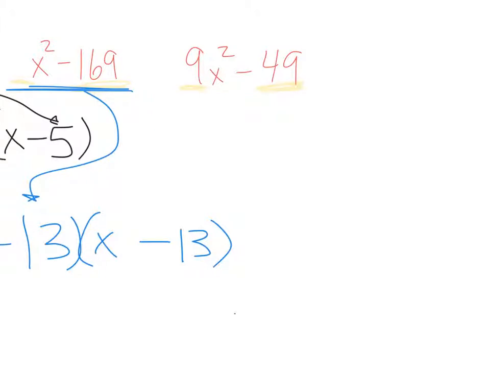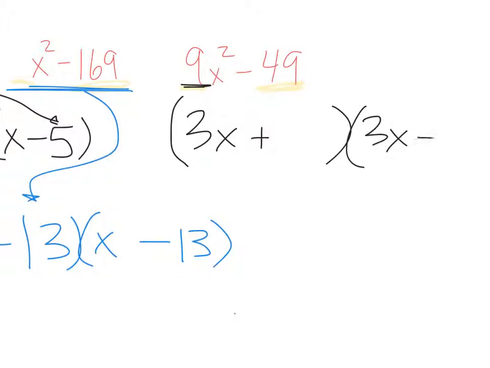Now our last example here with a 9 in front, we're going to have to square root 9. So square root 9 and we get 3x plus and a 3x minus. So if there's a coefficient in front of x squared, it better be a perfect square or this is not a difference of squares factorization. So 3x plus 7 and 3x minus 7. Okay, those are your difference of squares factorizations. They have two terms, and both of the terms are perfect squares, even if those are just ones.